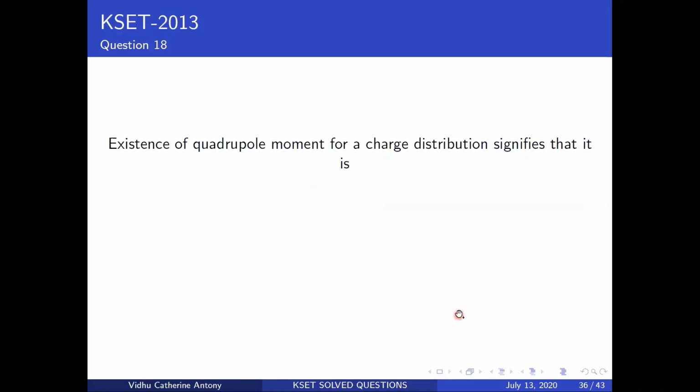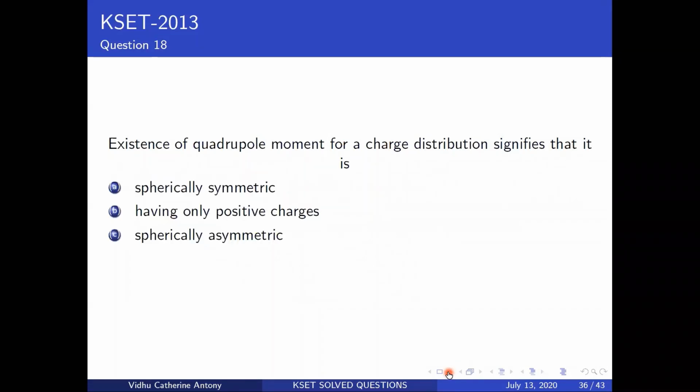Next question. The existence of a quadrupole moment for a charge distribution signifies that it is: spherically symmetric, having only positive charges; spherically asymmetric; or having only negative charges. So what do you mean by having a quadrupole moment? If your quadrupole moment is 0, your distribution is spherical. If your quadrupole moment is non-zero, you have an asymmetry.